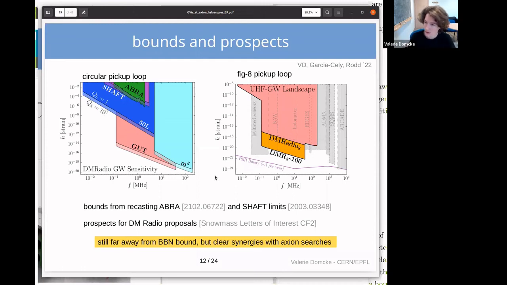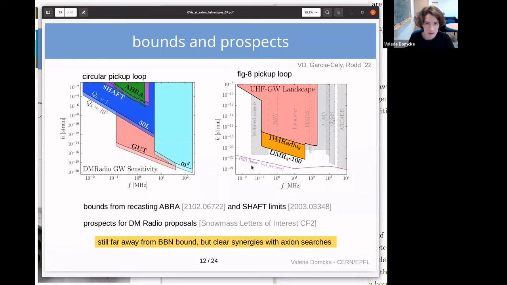Now, if you want to do a bit more dedicated search, then you can do this figure 8 configuration. And here we also added a fantasy experiment where we think we can even take the dark matter radio proposal and maybe make the largest conceivable detector that somewhat makes sense. And then we can get down to, well, 10 to the minus 22 or so, roughly.